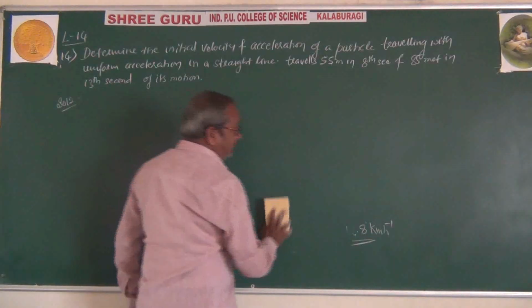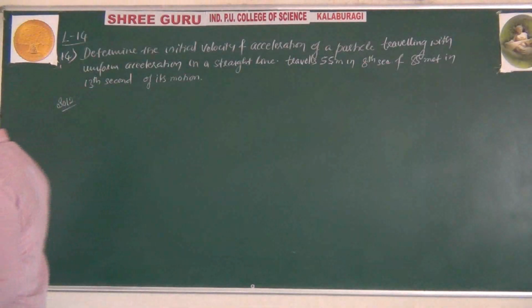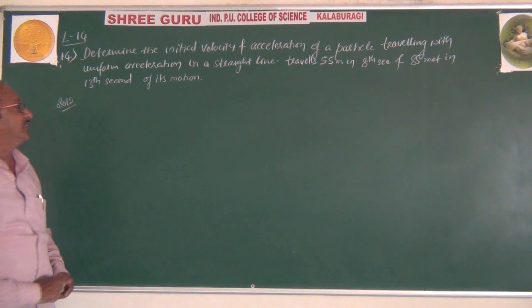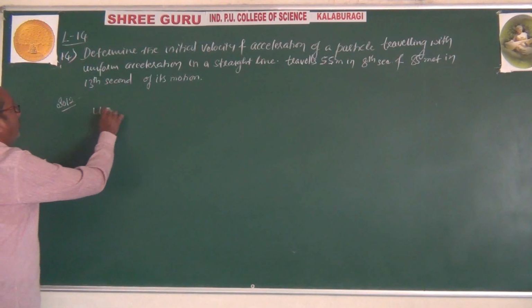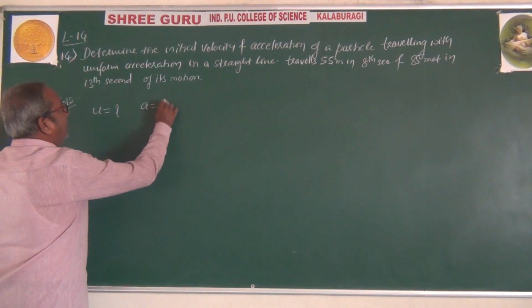Determine the initial velocity and acceleration. Initial velocity is represented by u. u is equal to question mark. And acceleration is a equal to question mark.